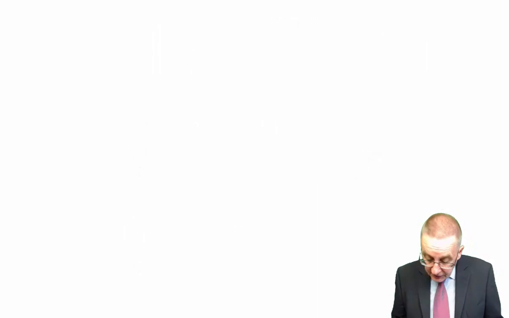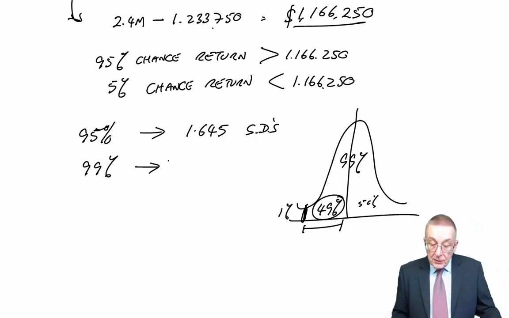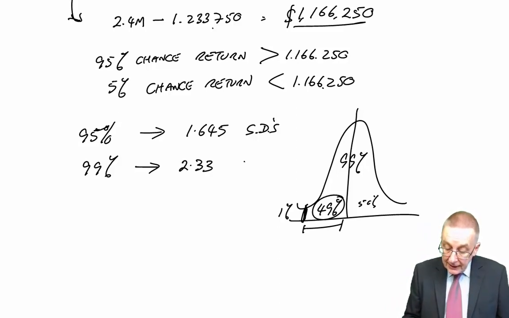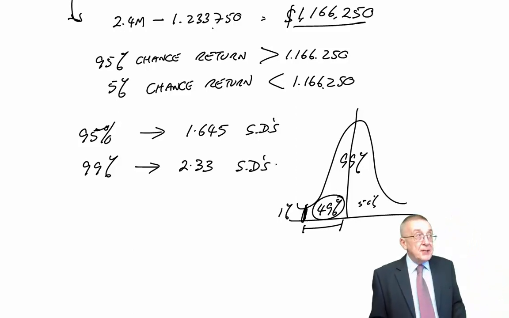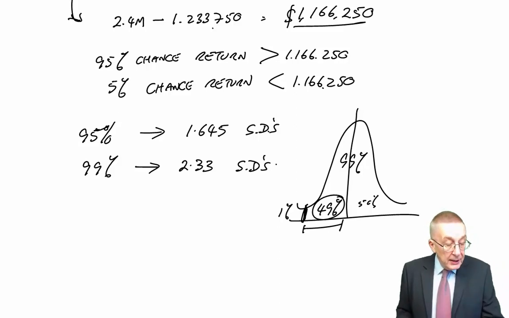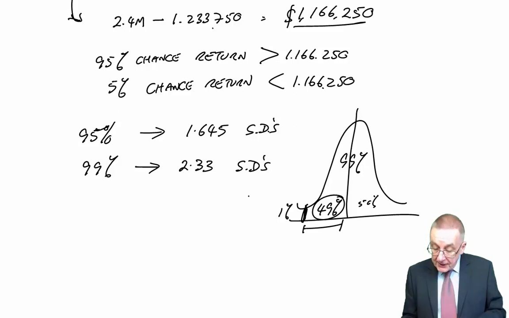And so going back to where we were, if it's 99%, exactly the same sort of arithmetic, but the distance away from the average will be 2.33 standard deviations. I'm not going to do the numbers, but if they did want an actual figure on it, then with a deviation of 750,000, the distance would be 2.33 times 750,000.